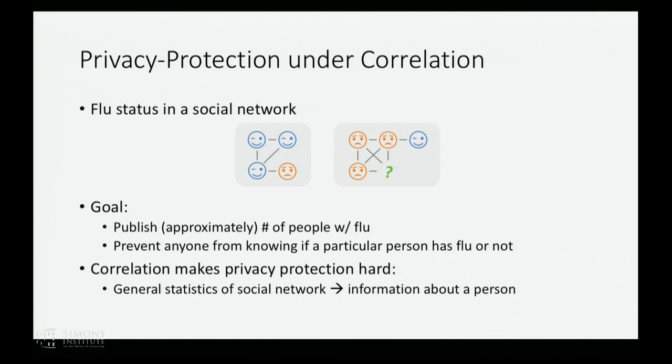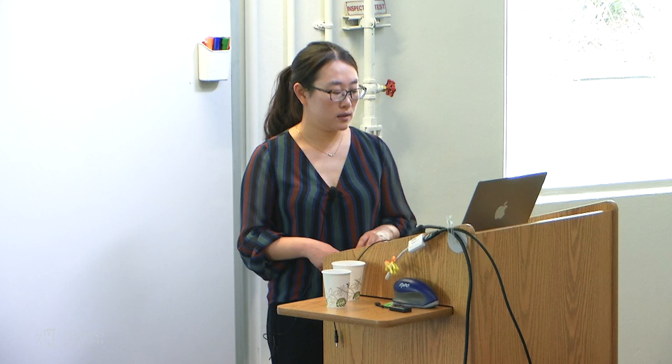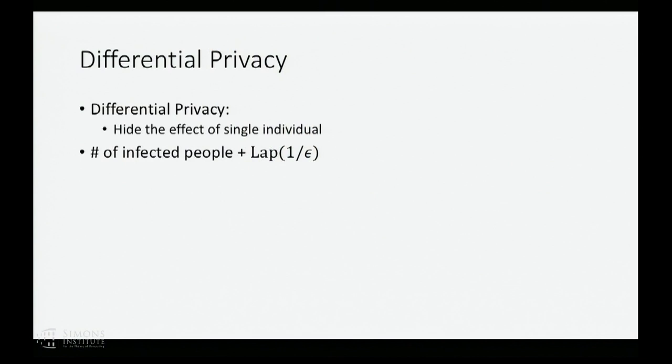And now let's look at what differential privacy will do in this case. Because the basic idea of differential privacy is to hide the effect of a single individual in this data set, what it's going to do is to add Laplace noise of scale parameter 1 over epsilon to the actual number of infected people. As we have mentioned, if everyone's flu status are independent of each other, then this amount of noise is enough to guarantee privacy.